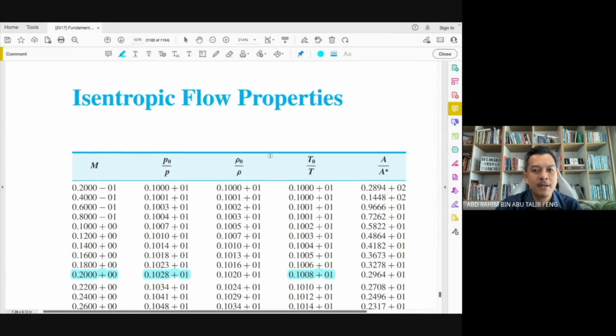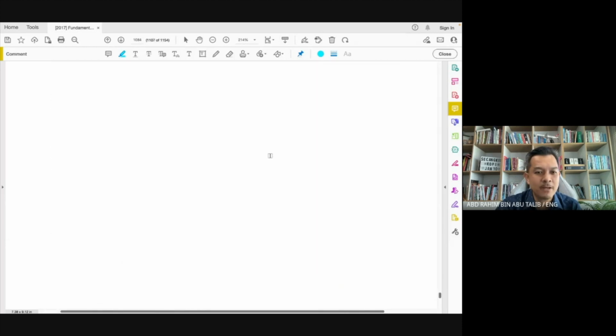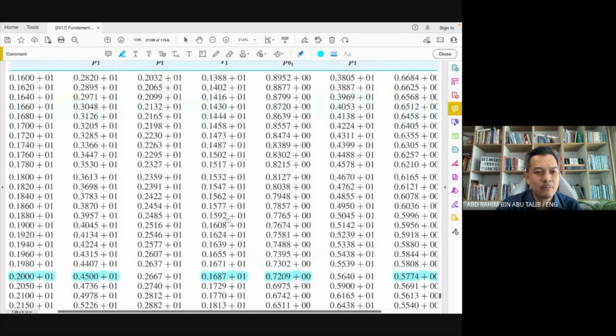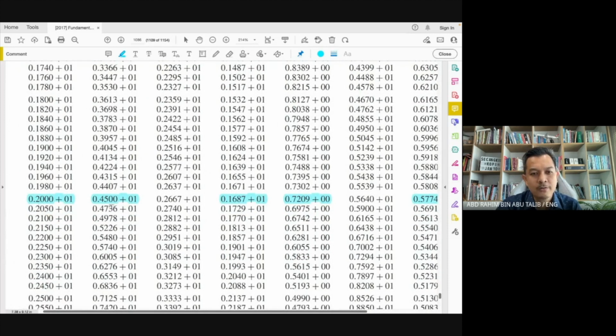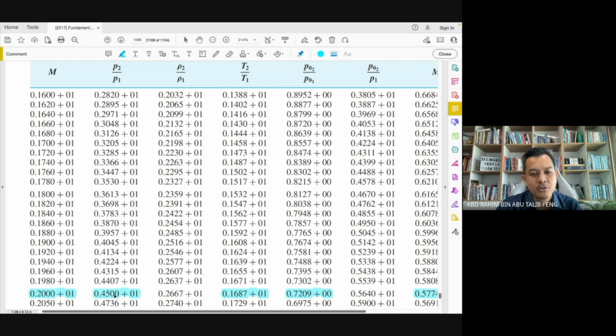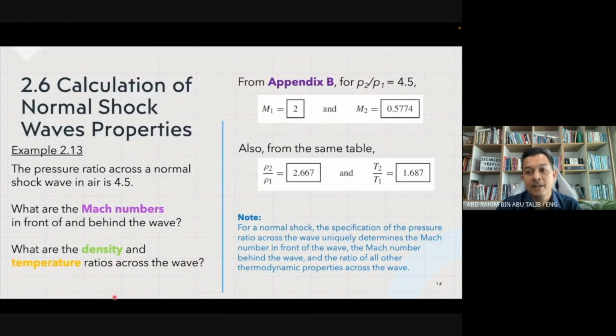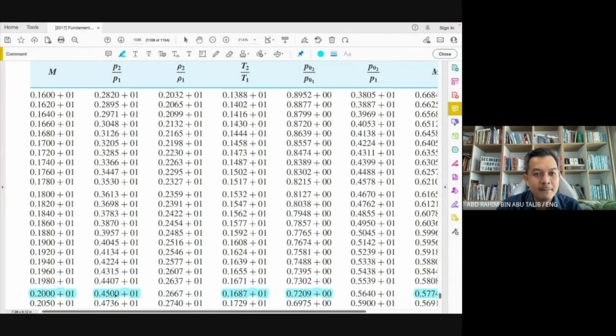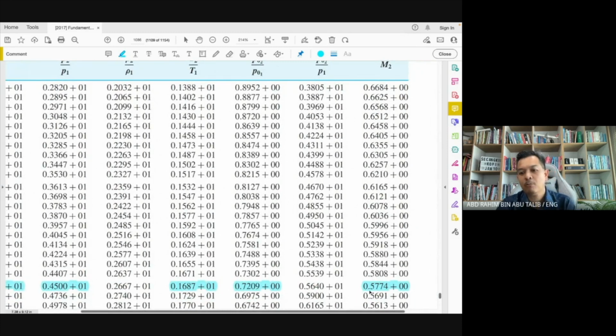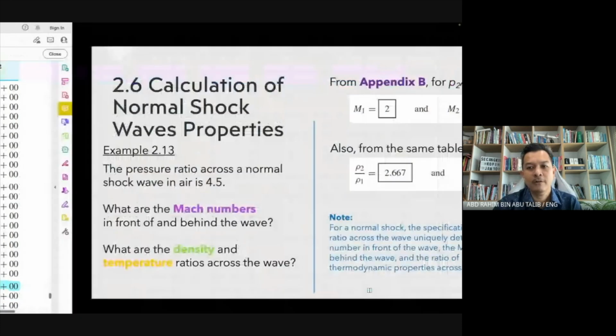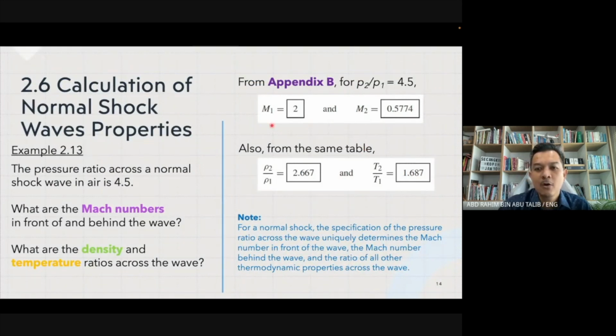So if we again go into Appendix B, find for pressure ratio 4.5. So you go to Appendix B now. We just quickly go to Appendix B, and stop at Mach number equal to 2. So you have the pressure ratio, go to pressure ratio 4.5. So you will find the Mach 1 to become 2 and the Mach 2 to become 0.5774. All right, so those are the values that are needed. Also from the same table, you can then get the density ratio and the temperature ratio. All right, so quite straightforward.